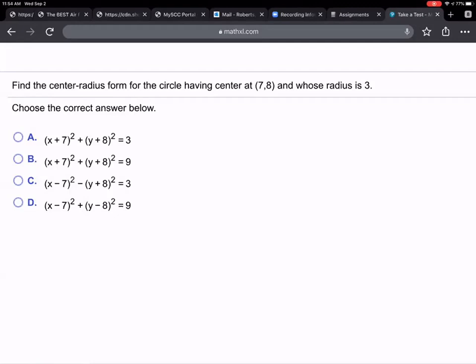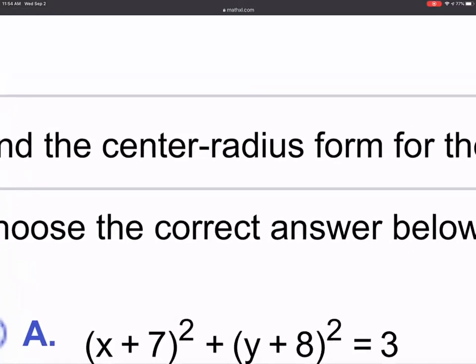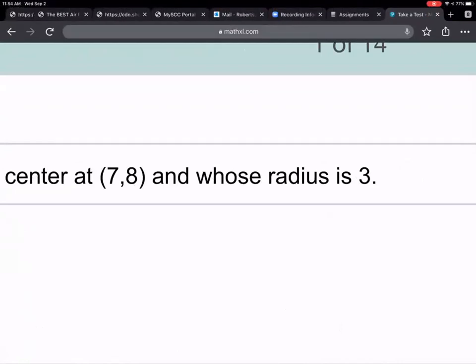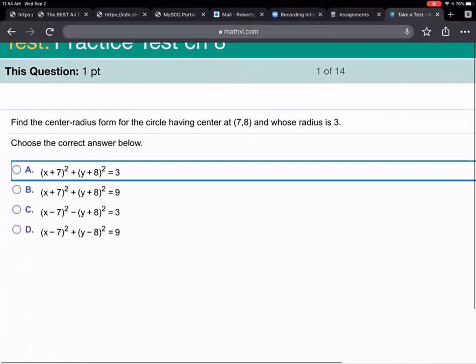You do. Okay, so let me just say this first. I have very, very few, if any, multiple choice questions. So if this is one of the ones that I brought up as my first question, I would totally ignore the multiple choice. I would read the directions: find the center-radius form with the center at 7, 8, whose radius is 3. I would do my work, and then I would go and look at my choices. But you don't get really attached to multiple choice, because it ain't gonna happen. Okay. So our first question might be multiple choice, it might not be.